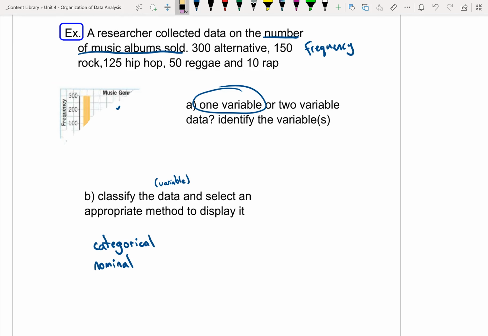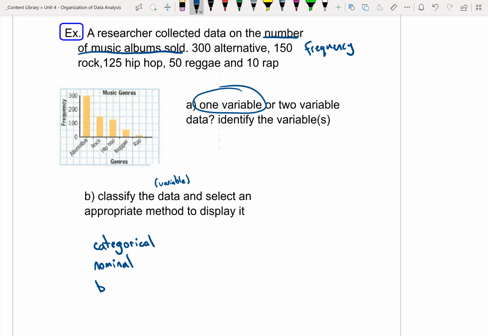So if we reveal here, we've seen this graph previously, but it is a bar graph. So that means we should be dealing with a bar graph to display it.